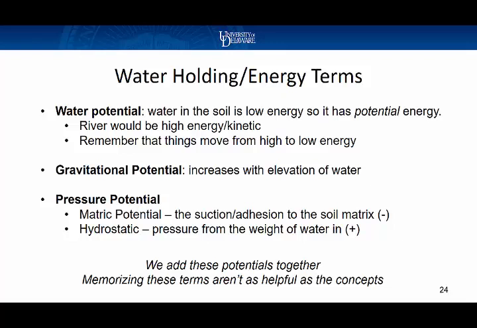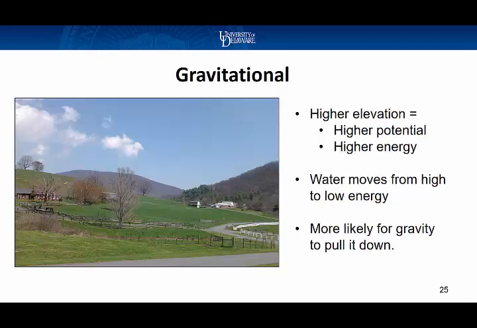We split those potentials out into gravitational, because the higher it is in the landscape, the higher energy it's going to have, because gravity can pull it more. And then these pressure potentials. So matrix is the soil's potential to pull on it, and hydrostatic is pressure from the weight of water. And I only mention this because you have to understand why we might use the positive or negative when we're talking about soils. So we add all of these potentials together, and I'll point out down here at the bottom, I don't need you to memorize these names. If I don't talk about this for 5 years, I'll forget all the names too. It's perfectly fine. It's the concepts you want to keep in your head, the negative and positive when you're looking at these different numbers. So gravitational is very simple.